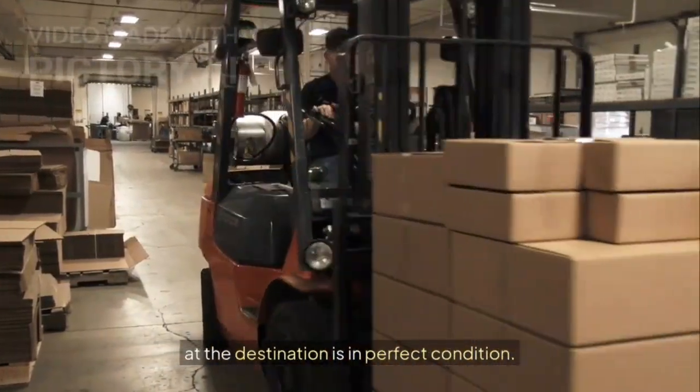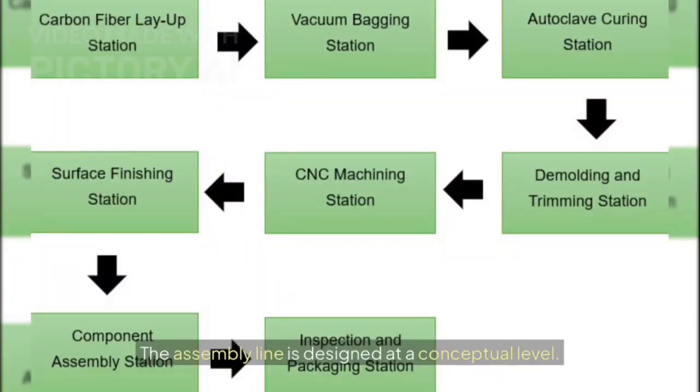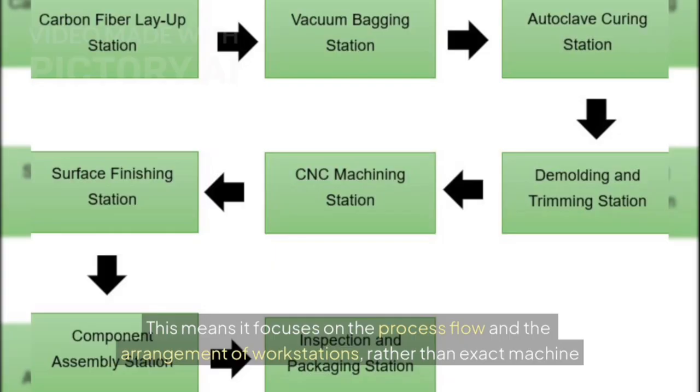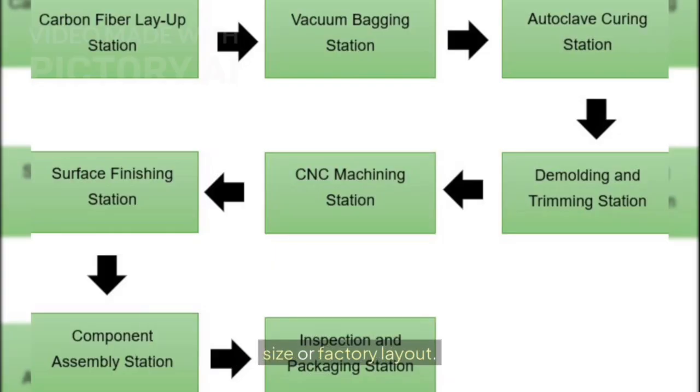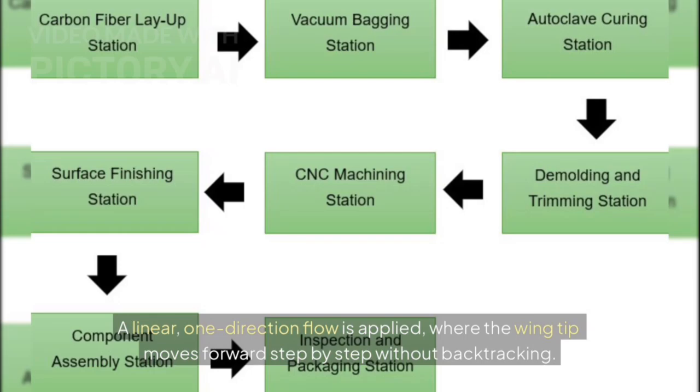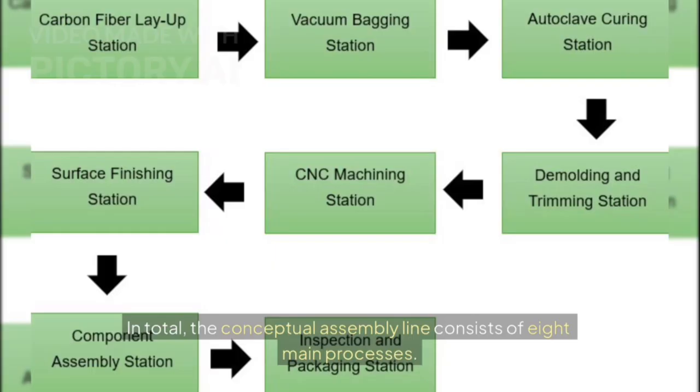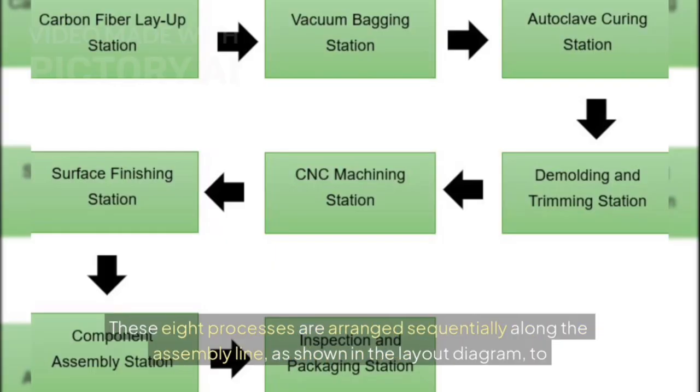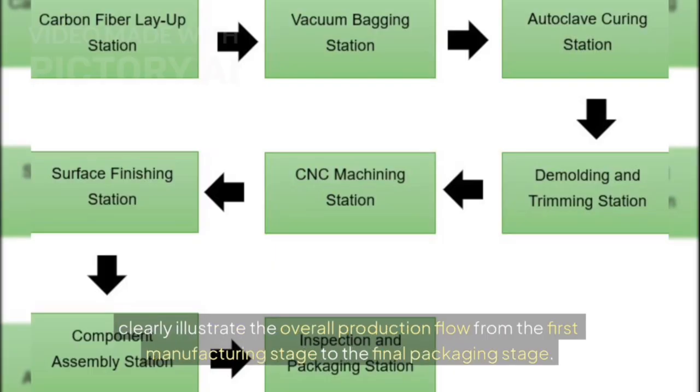The assembly line is designed at a conceptual level. This means it focuses on the process flow and the arrangement of workstations, rather than exact machine size or factory layout. A linear, one-direction flow is applied, where the wingtip moves forward step by step without backtracking. In total, the conceptual assembly line consists of 8 main processes. These 8 processes are arranged sequentially along the assembly line, as shown in the layout diagram, to clearly illustrate the overall production flow from the first manufacturing stage to the final packaging stage.